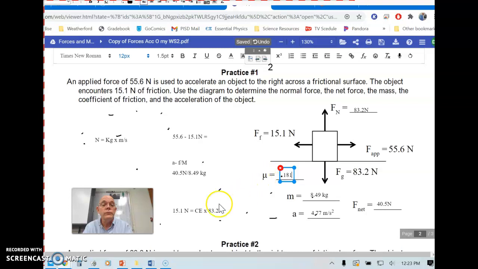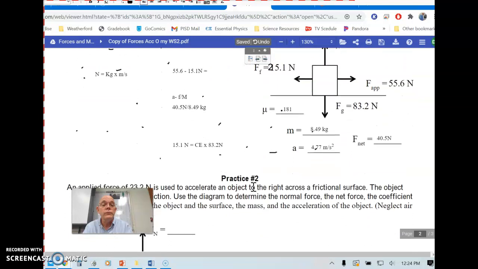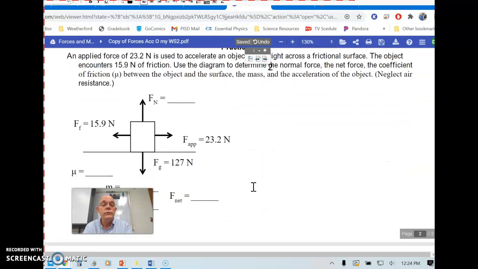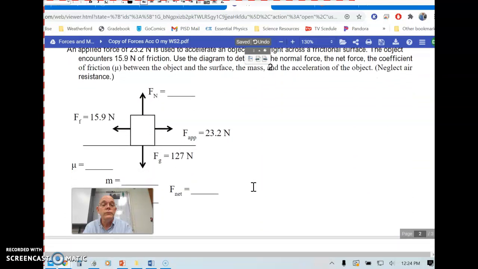And the units, since you have newtons divided by 83.2 newtons, newtons divided by newtons cancel, and it's just a number. So a coefficient is just a number that rates how smooth the surface is. Okay, and that's a relatively smooth surface because it's a fairly small number. The closer it is to 1, the more force-like it would be.